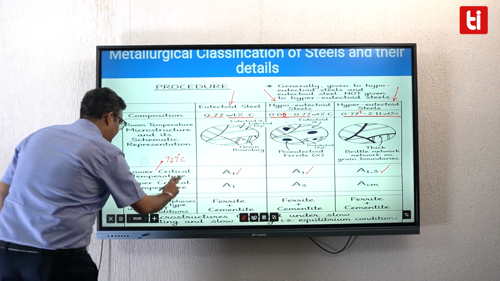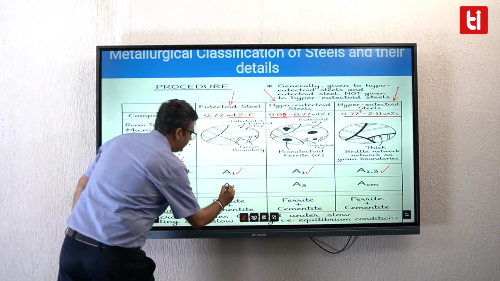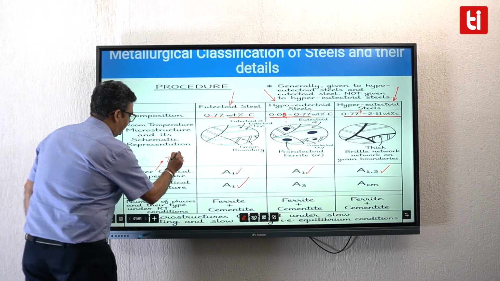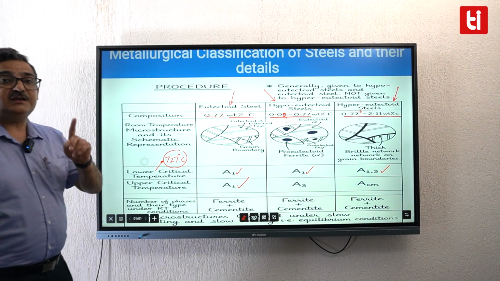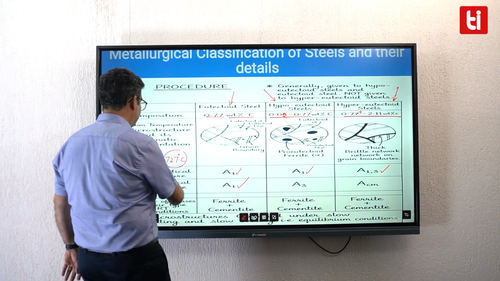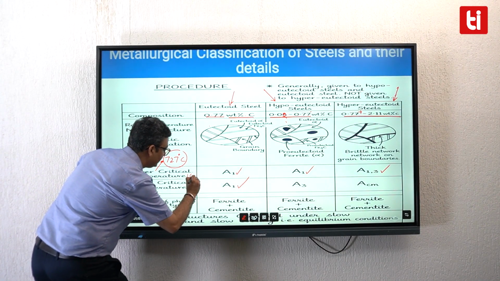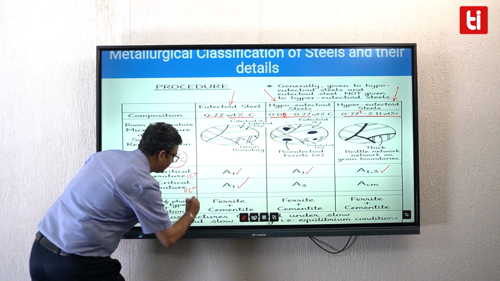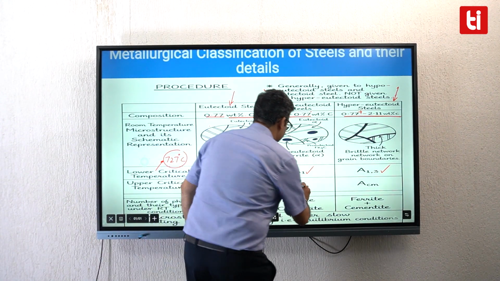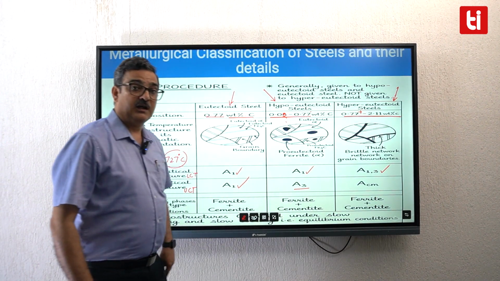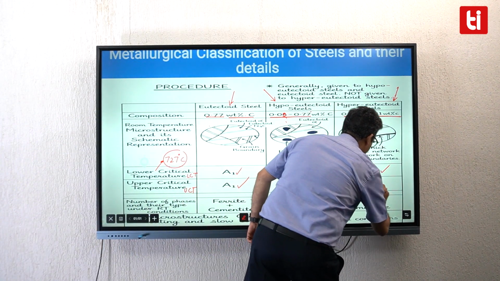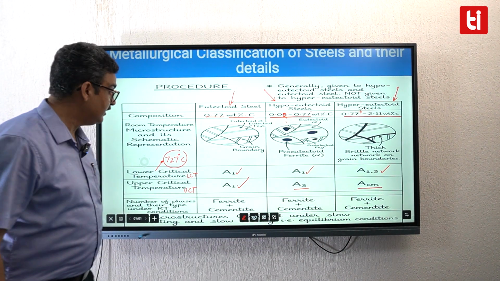What is the upper critical temperature for eutectoid steel? Both the lower critical temperature and upper critical temperature are the same and are 727 during equilibrium heating conditions. What designation is given for upper critical temperature? See, this we call popularly as LCT, this we call popularly as UCT. Upper critical temperature of hypoeutectoid steels is the A3 line. Upper critical temperature of the hypereutectoid steels is the ACM line. Right?